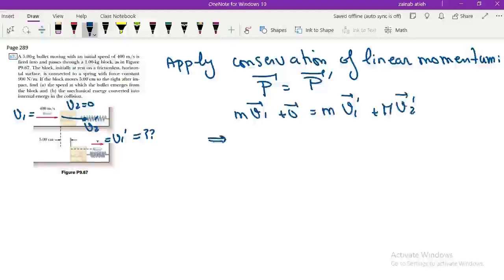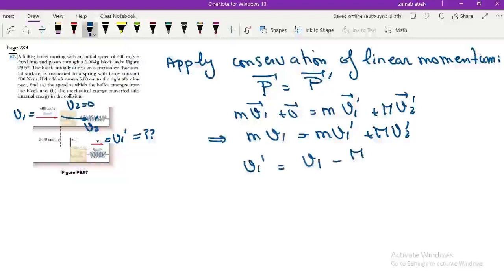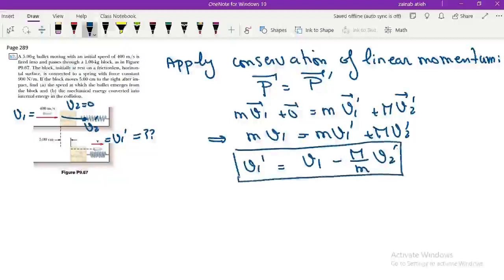So this is a collinear collision. I can use algebraic values without vectors, so mv1 equals mv1 prime plus Mv2 prime. Remember, we are searching for v1 prime, so v1 prime is equal to v1 minus M over m times v2 prime. To find v1 prime with v1, the speed of the bullet before collision, I still need v2 prime, the speed of the block after the collision.